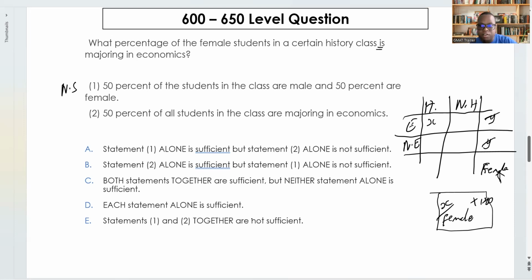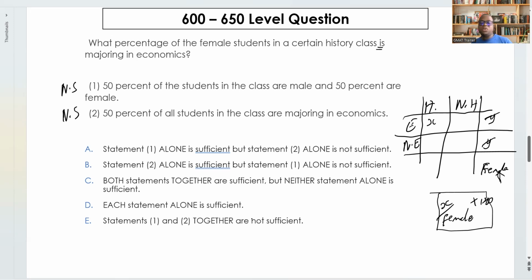It's still far from being close to being sufficient, because it needs to tell us about the female students and then proportions of both female students, or help us be able to get that. But if you have as many possibilities as possible, that makes this statement not sufficient. Therefore, this alone also is not sufficient.